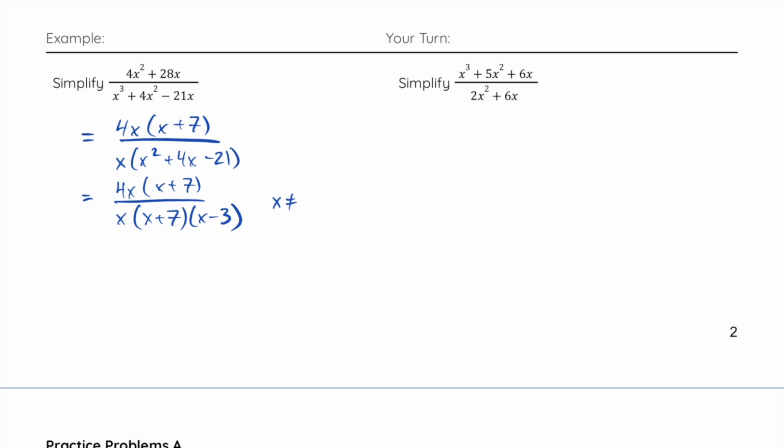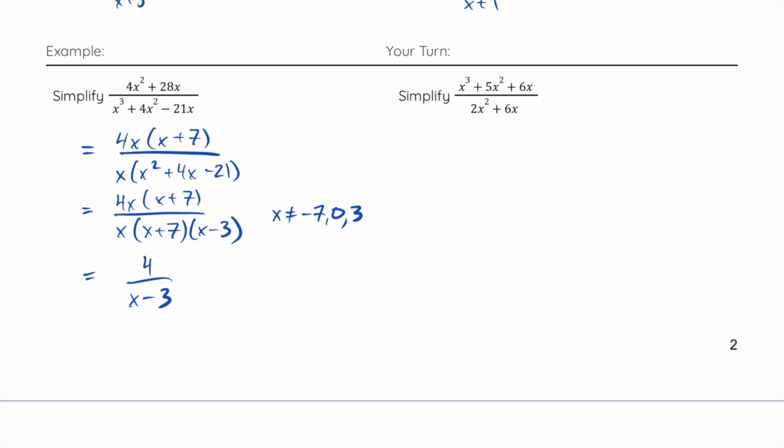I would have x being -7, 0, or 3. So those are my three undefined values. And now I can start dividing things out to 1. So the x and the x would divide out to 1, and the x plus 7 terms, and I would be left with 4 over x minus 3. So pause the video and try the one on the right.